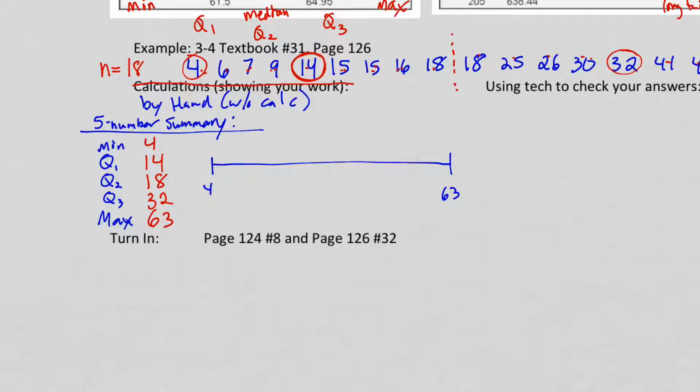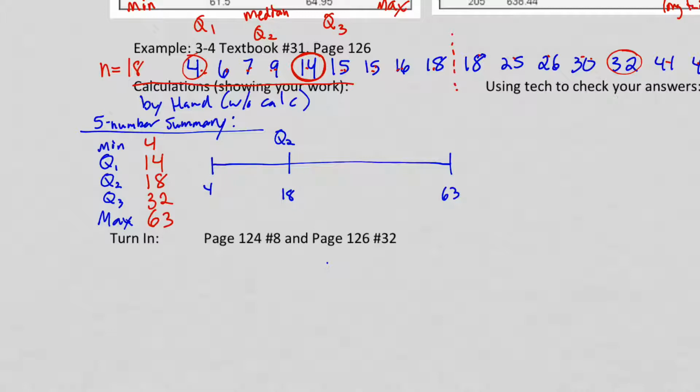Normally the middle between 4 and 63 is going to be about 30. So I'm just going to put 18 on the left side over here. It's kind of skewed to the right. But it doesn't have to be perfect, okay? So that is the median, or Q2.